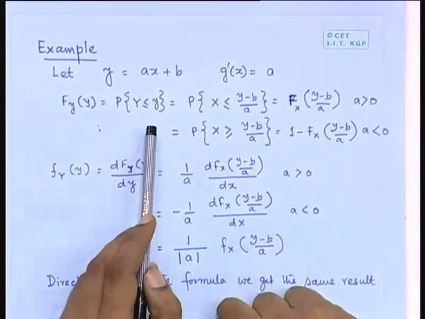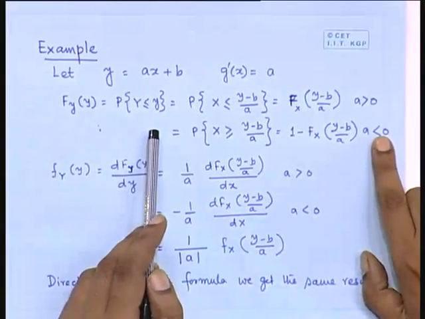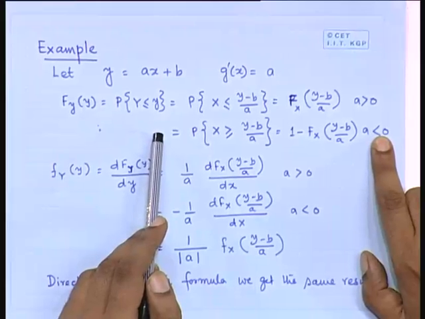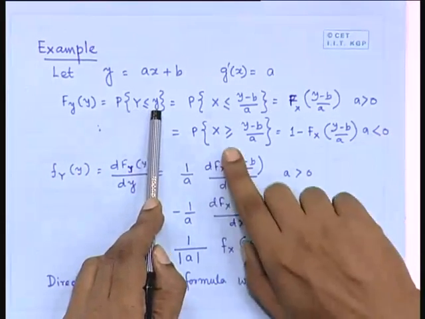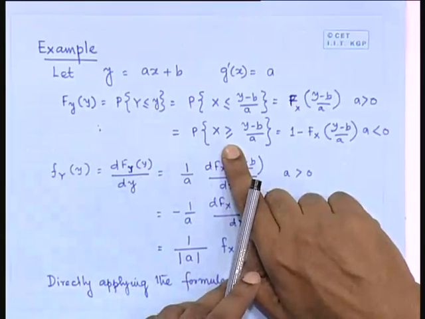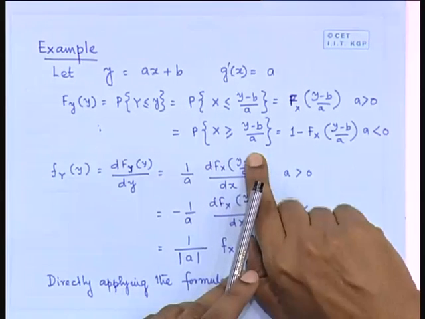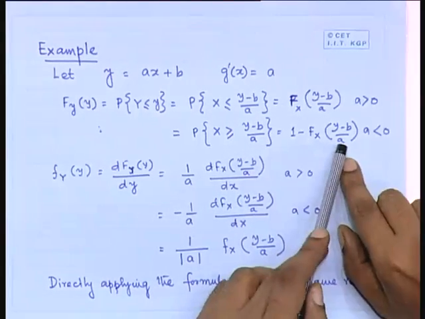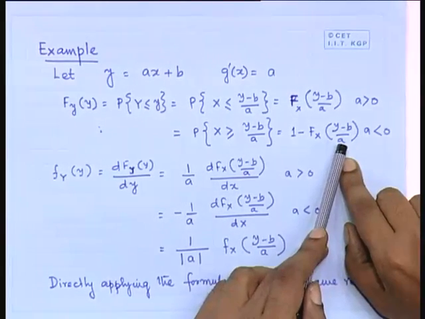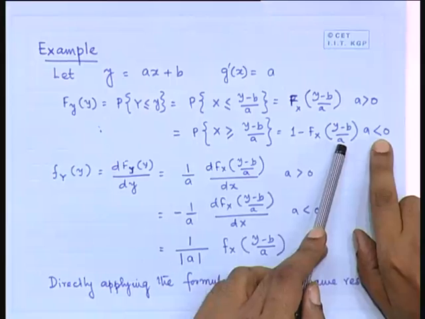And if a is less than 0, then there is a problem. Then the probability that y is less than or equal to y translates to x being greater than or equal to (y minus b) by a, because a is negative, which means that it will become 1 minus Fx of (y minus b) by a, if a is less than 0.